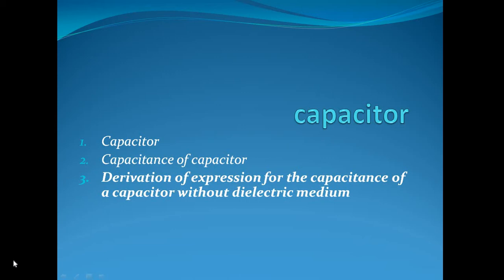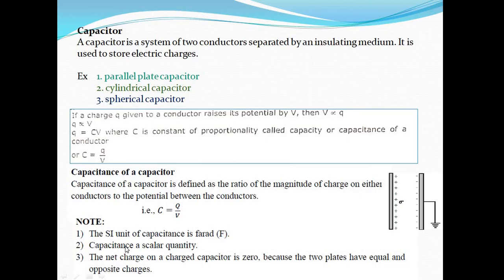Today we are going to learn about the concept of a capacitor and the capacitance of a capacitor. Okay, a capacitor is a device. It is a small device. It consists of two conductors separated by a distance.